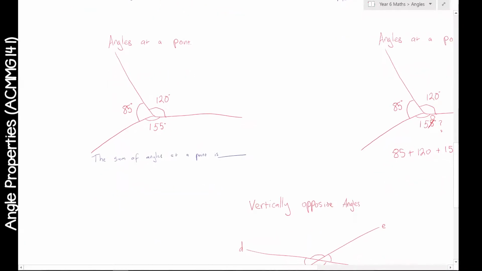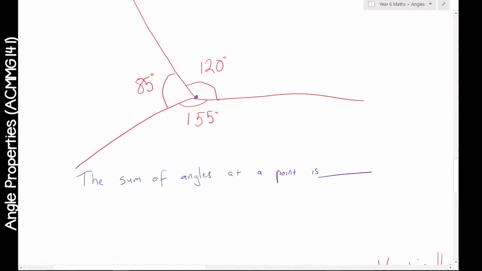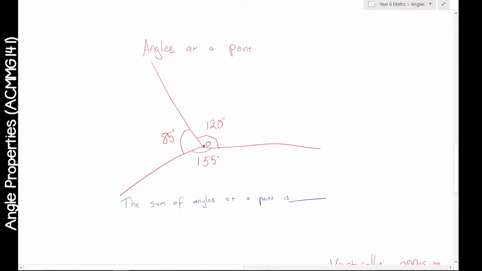Here we have an angle rule called angles at a point. You can see they all meet here. So if I call this point O, this is, I don't know, line number A, line B, line C. This is angle number D, angle E, and angle F. So all of these together, so 85 plus 120 plus 155, it all has to equal to what?